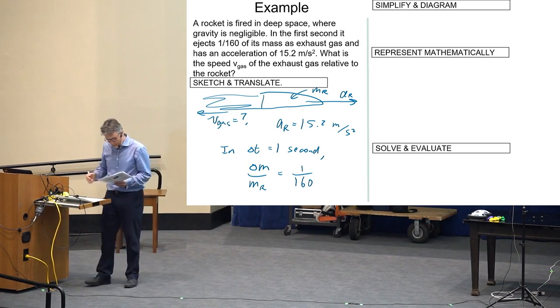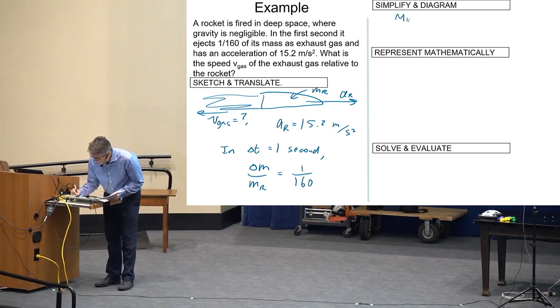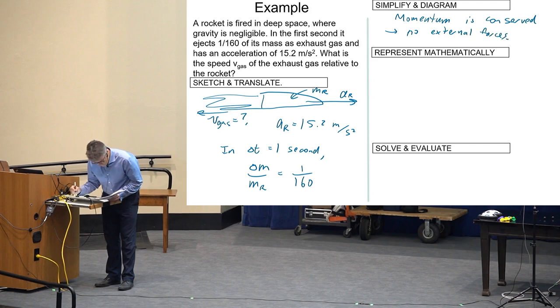The idea here is that since it's in deep space, momentum is conserved because there are no external forces, so there's no external J or impulse. So we're going to use the rocket equation, which I just derived on the previous slide, which is that A sub R is equal to the V of the exhausted gas divided by M sub R times delta M divided by delta T. We're just going to solve for V of the gas.